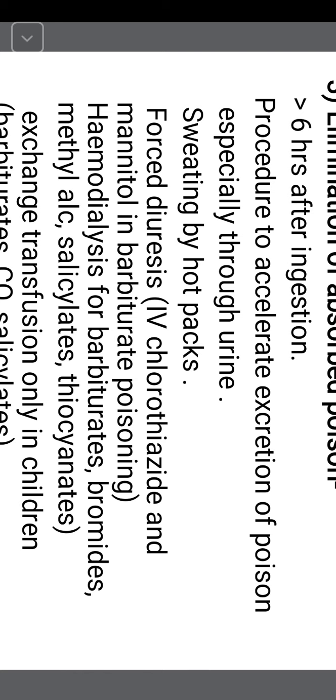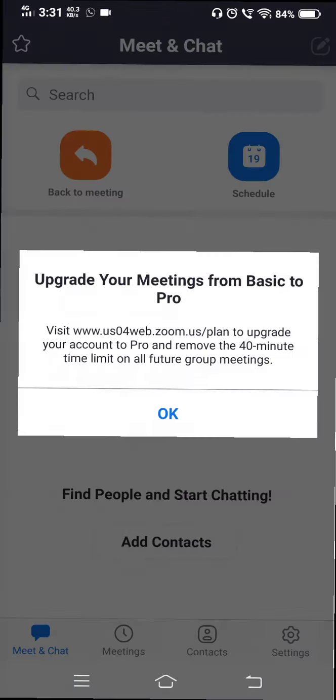So you artificially will have to make the patient urinate profusely. So you'll have to give the medicines called diuretics. So you need to give the diuretics like chlorothiazide and mannitol. Mannitol is particularly given in barbiturate poisoning. Mannitol is generally given in case of cerebral edema.